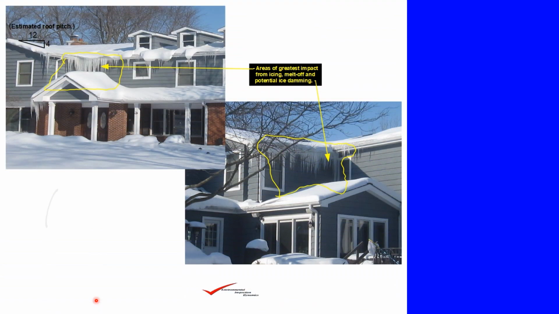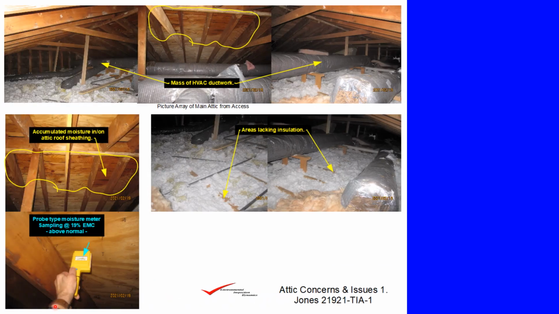First up, oh boy, ice damming. Now, pointer up. I think we all could agree that's pretty much ice damming, as the note says: areas of greatest impact from icing, melt off, and potential ice damming. Now up here, I want to show you the estimated roof pitch. 4 is the pitch and 12 is the run. These are low for attic pitch, and problems can occur. So let's look at them. Let's go into the attic.